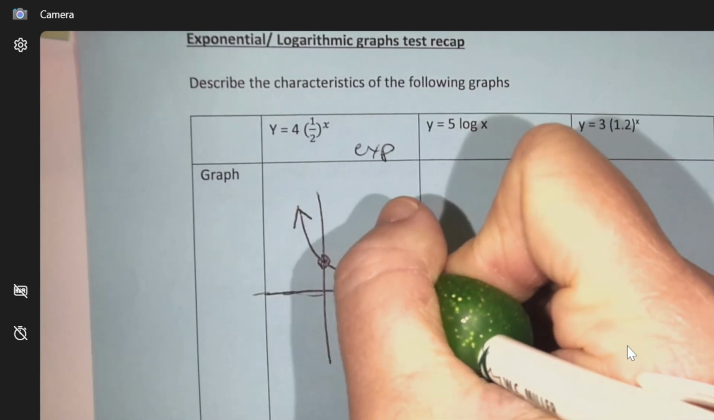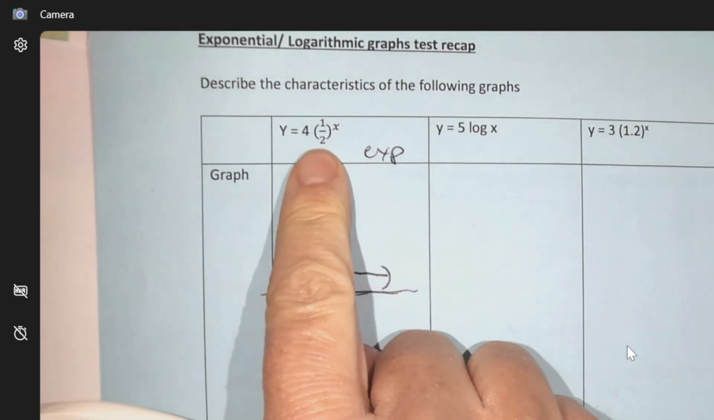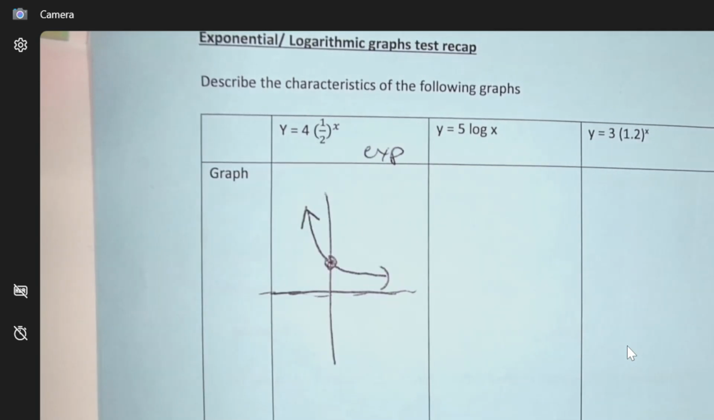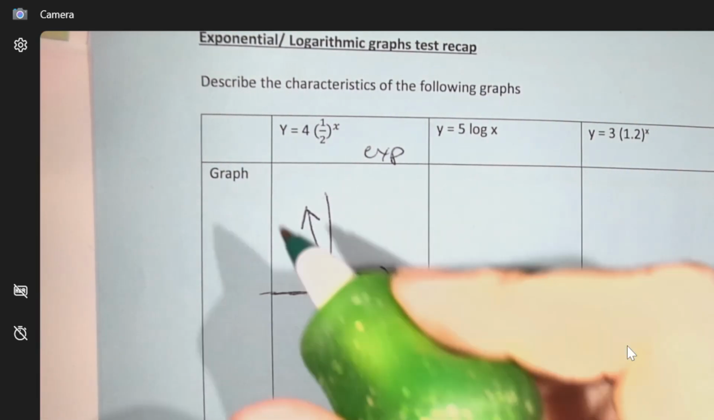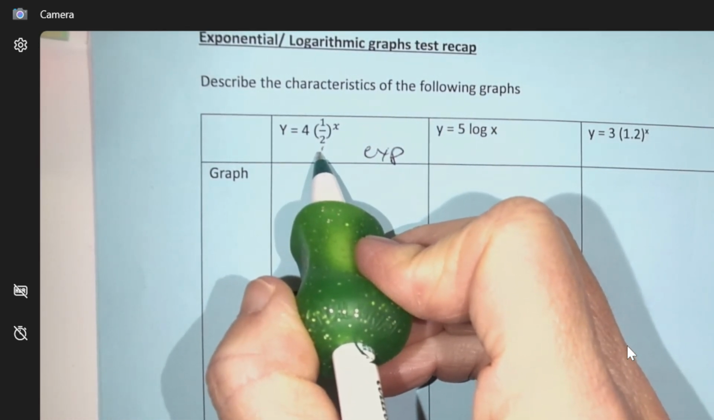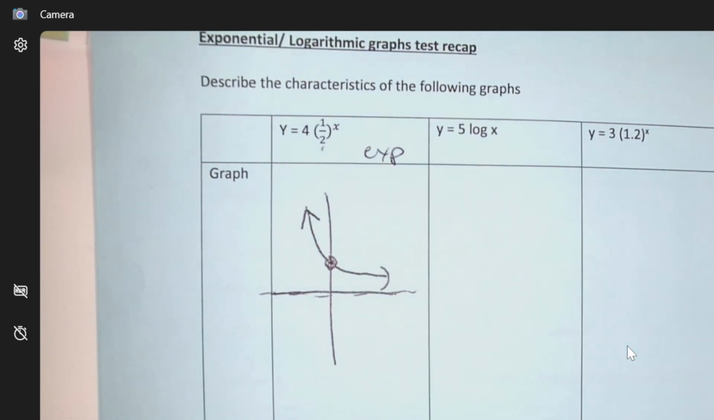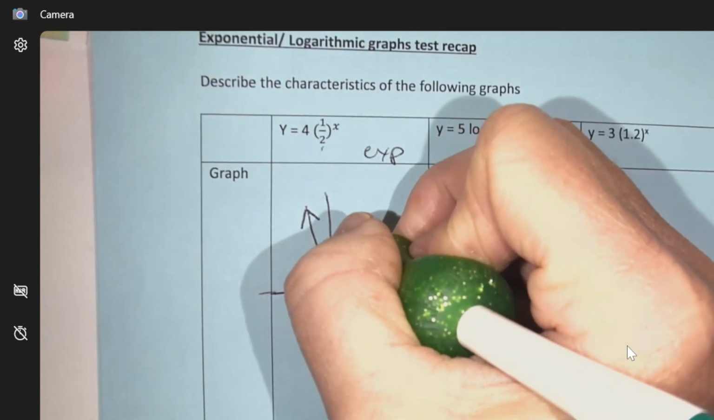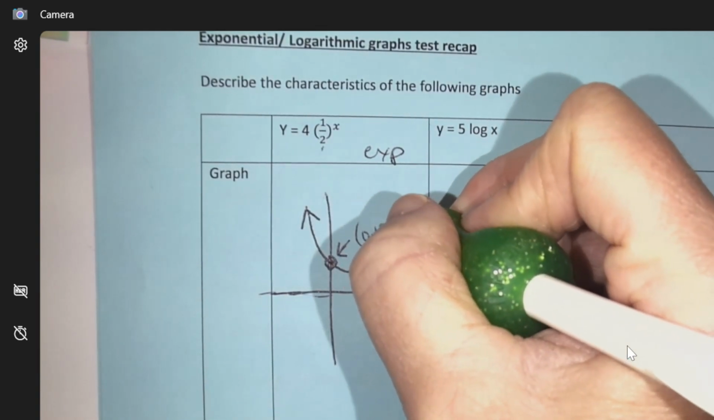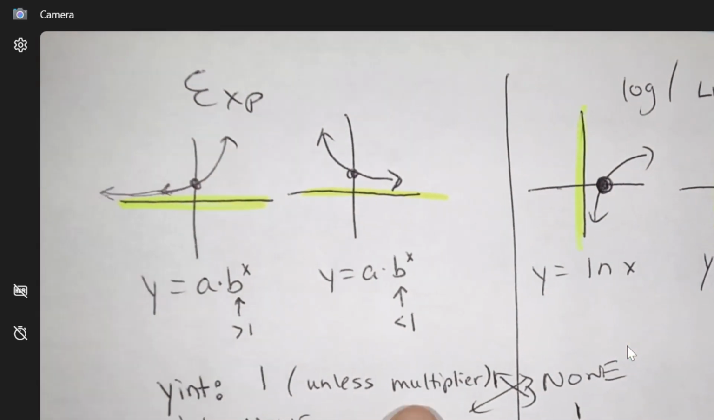How do you know that's exponential? Because it has something to an exponent. So it's decreasing, and we answered decreasing because this base is a half. What is this y-intercept? Is it 1 or elsewhere? It's at 4 because there's a multiplier, so it changes.